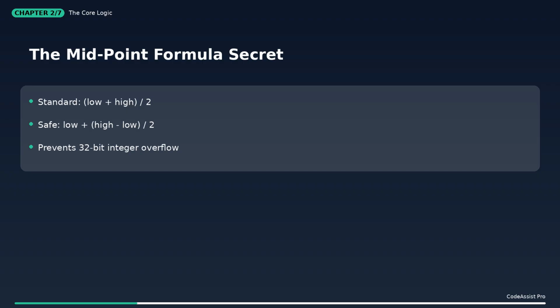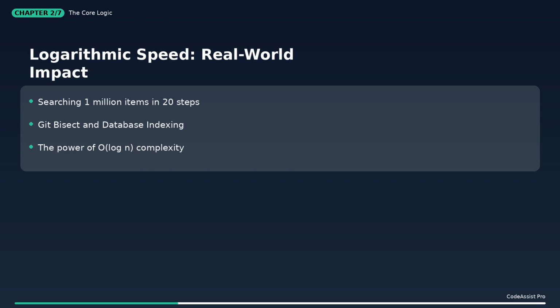Binary search is the unsung hero of modern tech. It powers git bisect to find bugs and helps databases find your profile in milliseconds. Without O(log n) efficiency, global-scale apps would crawl to a halt. Imagine searching a billion records. Binary search does it in just 30 steps.